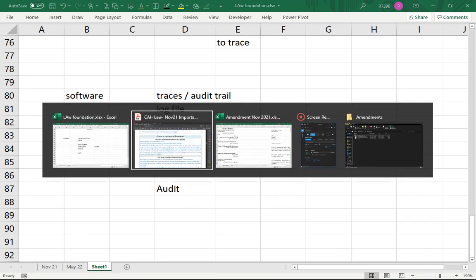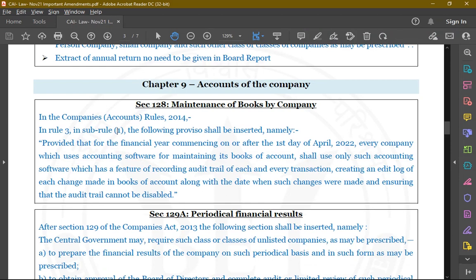Alright, read this. What it says: provided that for the financial year coming from April 2022, every company which uses accounting software for maintaining its books of account shall use only such accounting software which has a feature of recording audit trails, which has a feature to record the log file of each and every transaction, creating an edit log of each change made in the books. So whatever change you are making, whether you're deleting or modifying, at the back end that log file must contain each and every detail along with the date.